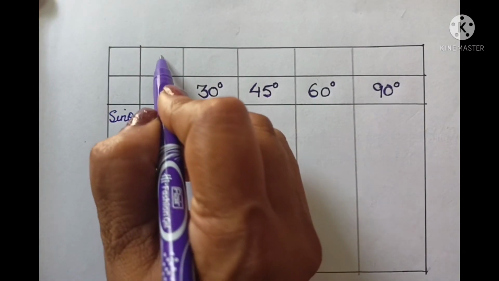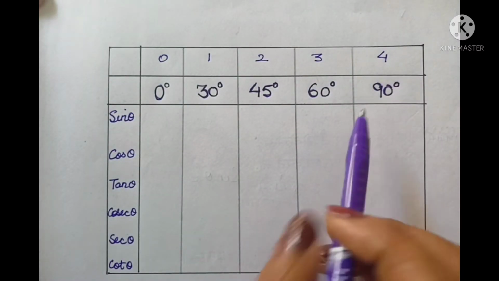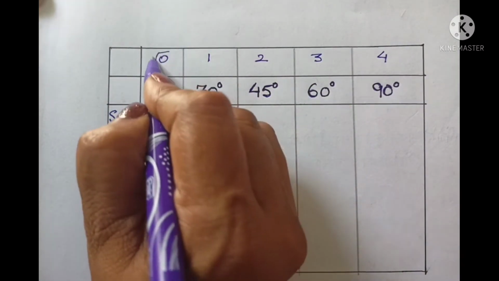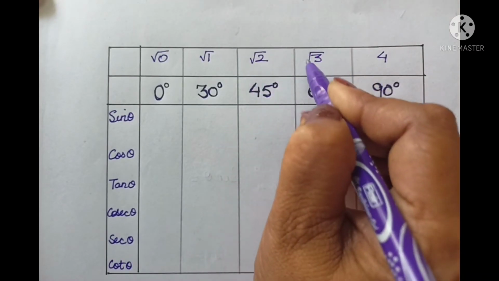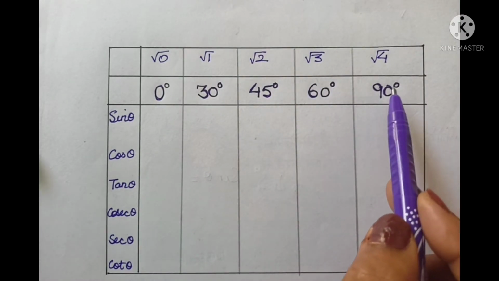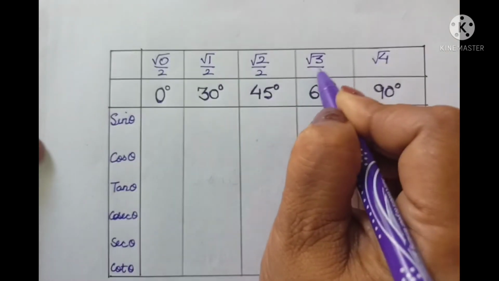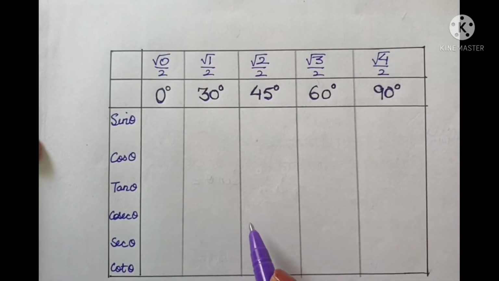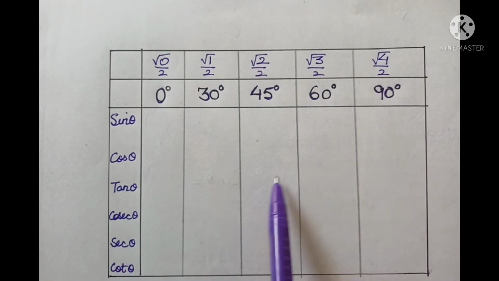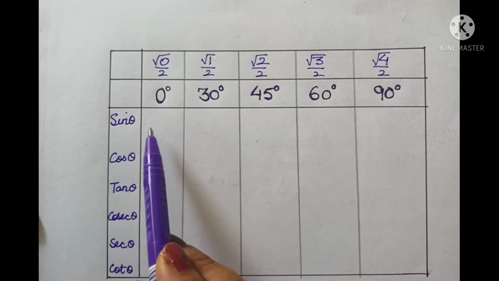Now let us start writing from 0, 1, 2, 3, 4. Very easy. Give them a square root: root 0, root 1, root 2, root 3, root 4. Divide all of them by 2. Very easy. So we just write root 0, root 1, root 2, root 3, root 4 and divide all of them by 2. Now whatever we get by solving this are going to be the values for sine theta.